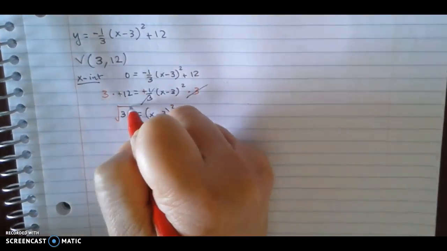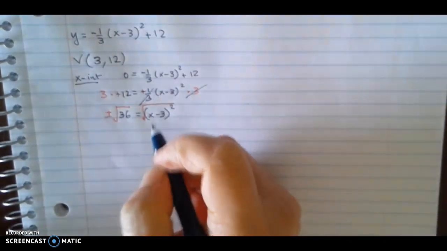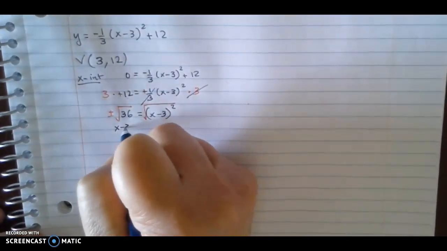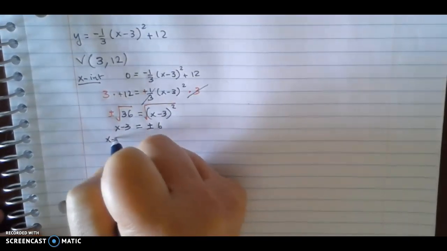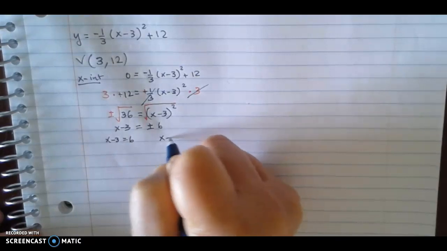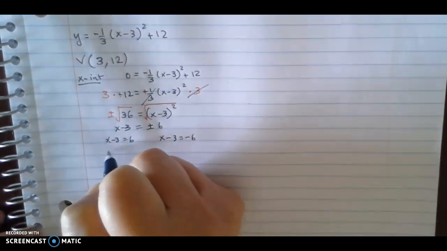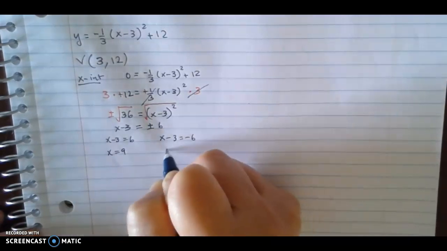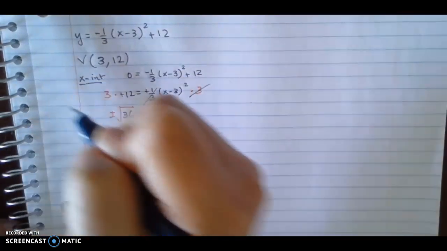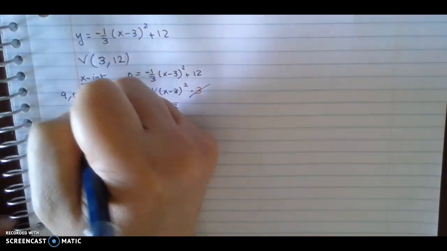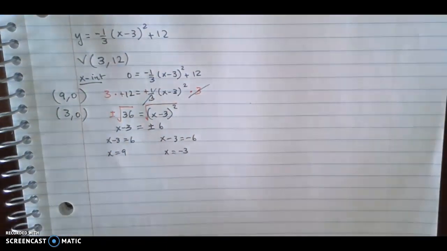And take a square root of both sides. Don't forget to put plus or minus when you do that. Leaves me with x minus 3 is equal to plus or minus 6. So x minus 3 is equal to 6. So x minus 3 is equal to negative 6. So add 3 to both sides. So x is 9 or x is negative 3. So my x-intercepts are 9, 0 and negative 3, 0. Those are my x-intercepts.